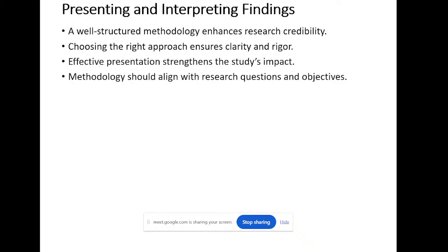And then, of course, when it comes to presenting and interpreting findings, you have to be careful that a well-structured methodology enhances research credibility. Choosing the right approach ensures clarity and rigor, and of course, effective presentation strengthens the study's impact. So, I'm sure you've noticed that we've spent more time on the methodology, much more than any other part, right? The reason is simple. Most of the research has to be backed by a strong methodology, which is then enhanced by good findings and strong impact.